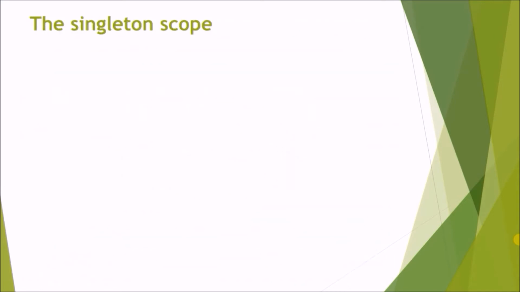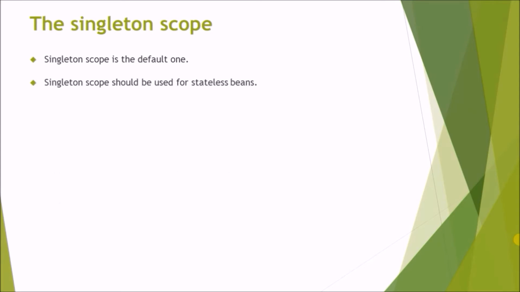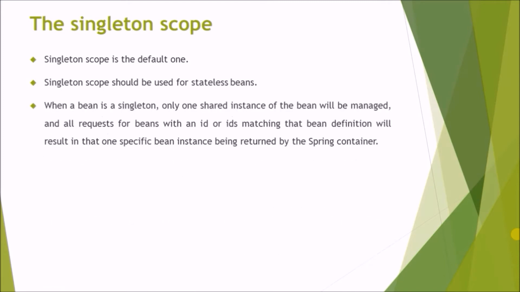The singleton scope. Singleton scope is the default one. Singleton scope should be used for stateless beans. When a bean is a singleton, only one shared instance of the bean will be managed, and all requests for beans with an id or ids matching that bean definition will result in that one specific bean instance being returned by the Spring container.